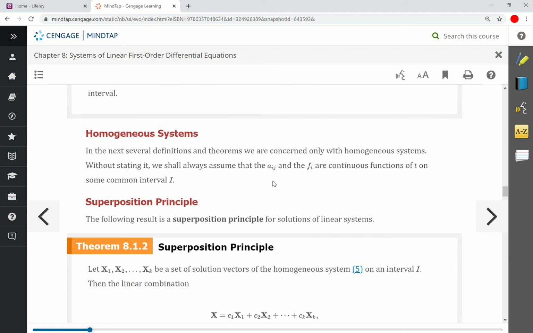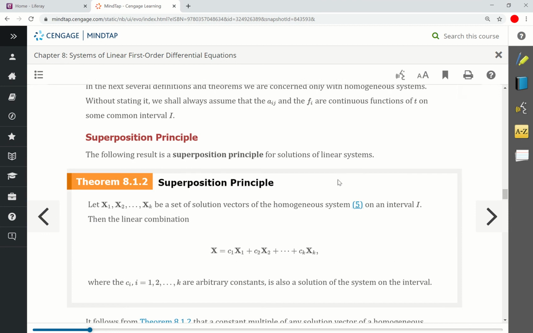Much like what we saw when we started with first-order linear differential equations, we will also focus highly initially on homogeneous systems, and that's where that f of t matrix would be identically equal to the 0 matrix. So in the next several definitions, we're going to be concerned with only homogeneous systems. So we're going to assume that the component functions a i,j are continuous functions on t, and the f functions themselves would be all 0, because they're going to be the 0 matrix right now. But the 0 function is continuous as well.